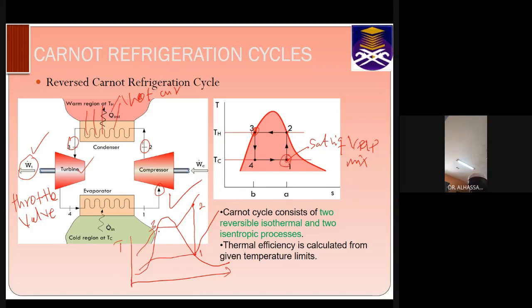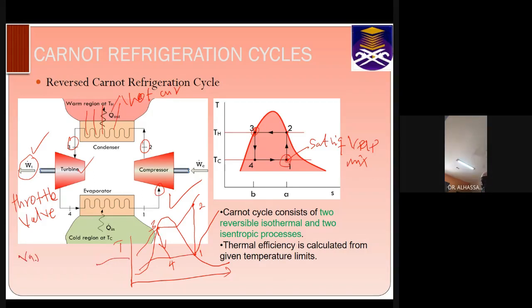Okay, so then at this state 3, the fluid is throttled. So it's throttled like this. It goes on. So this is the throttle process from state 3 back to state 4. Okay, so this cycle now is what we refer to as the vapor compression refrigeration cycle.